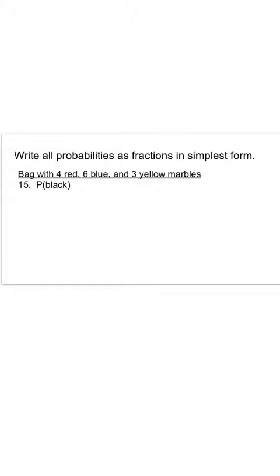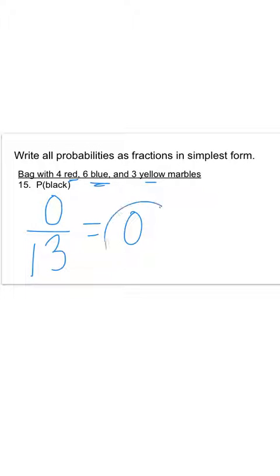Number 15, what is the probability of pulling a black marble? Remember, on the bottom, you put your total number of marbles, which is 13. We have red, we have blue, and we have yellow. There are no black in there, which means that there's no chance of pulling a black marble.